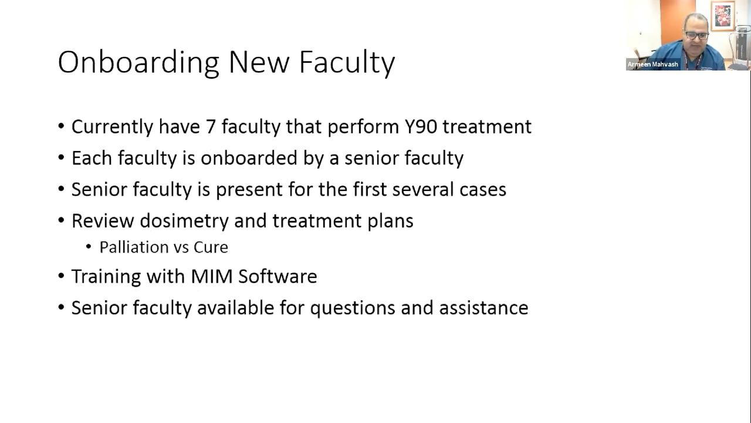Right now, we have seven faculty currently doing Y90, and when we have new faculty, each is onboarded by a senior faculty. So you spend time with that person, going through the literature, going through cases with them, and you actually come and scrub in with them to help them on their first several cases, going through treatment plans. We train them on MIM, and then we're always available for questions and assistance.